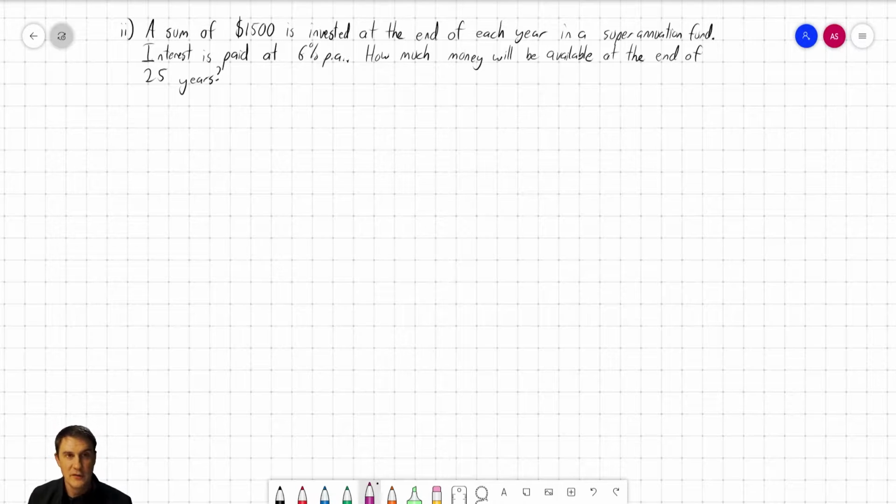Amazing people, got another example to work through now. So a number of $1,500 is invested at the end of each year in a superannuation fund. Interest is paid at 6% per annum. How much money will be available at the end of 25 years?